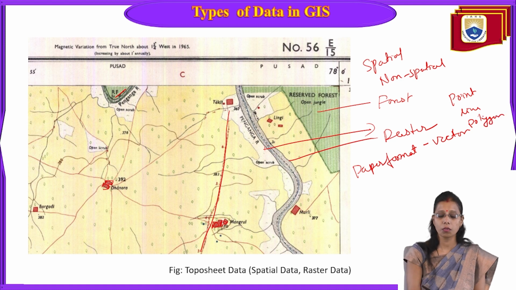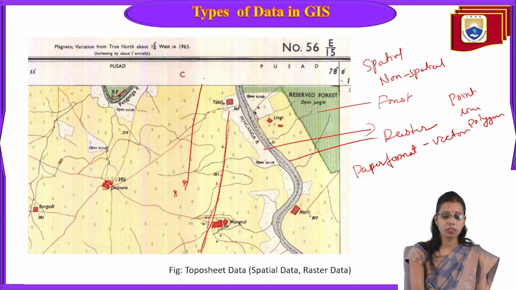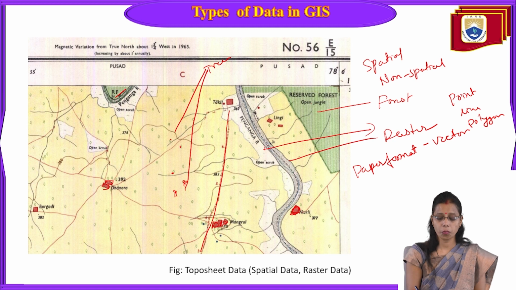So out of this, what type of features can we convert to point? Observe very keenly, you can see small trees are there. All these trees we can just put a point like this, and we can write it as tree. Now the small buildings, you just put a point, or if you want to show the boundary, then we can use polygon. But if you don't want to show the boundary, you just locate it, we can just put a point and write the name of the village.